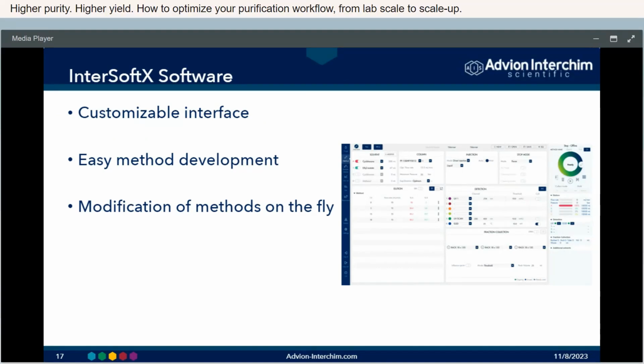Okay, so our IntersoftX software is a highly customizable interface. So you can kind of make it your own so that you're comfortable with the interface itself. It's very easy to develop methods with or without the Genius app. And then it also allows you to modify those methods on the fly. So if you want to change to a different wavelength that you're monitoring or change the flow rate, we're able to do that in the middle of a run without issue.